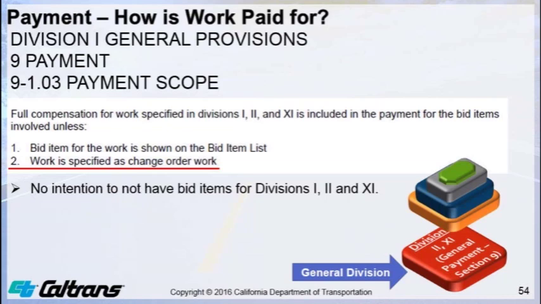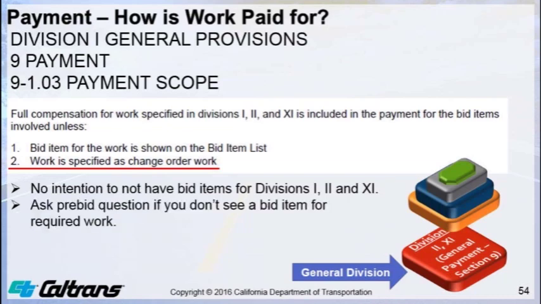Caltrans has no intention of eliminating bid items for items of work such as traffic control, stormwater best management practices, or environmental related items. For contractors, if you're bidding a project and see work that is not just incidental and there is no bid item, then you should submit a pre-bid question. For example, if the stormwater BMPs are going to cost you $10,000 and there is no bid item for stormwater BMPs, ask a pre-bid question.